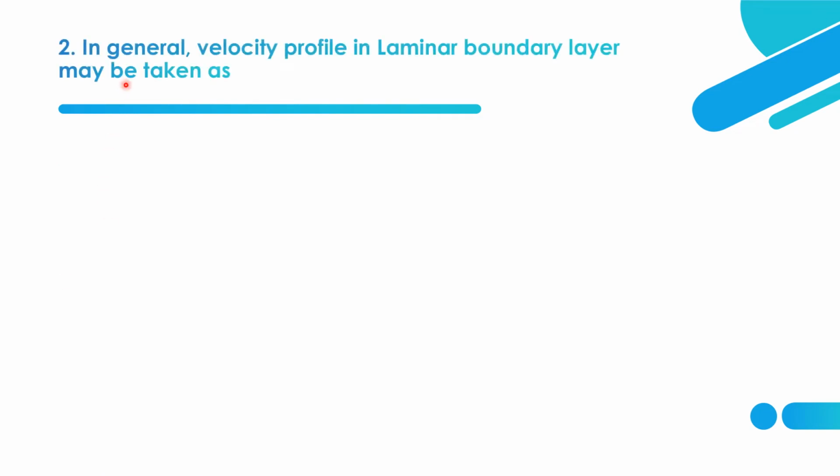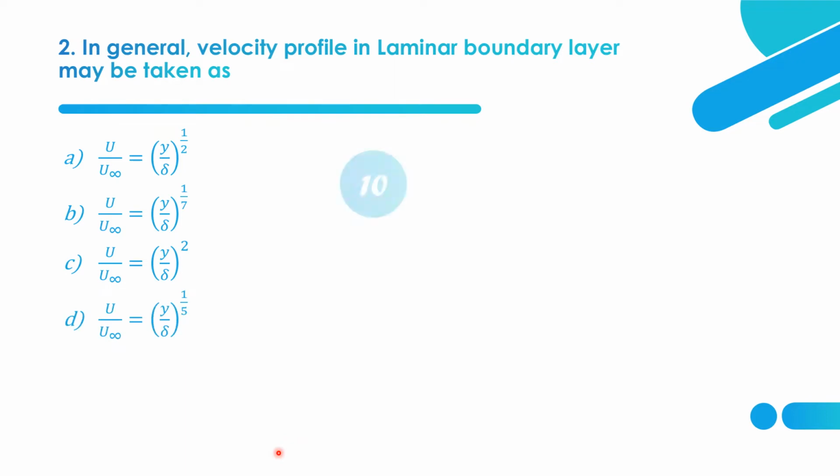Second question is, in general, velocity profile in laminar boundary layer may be taken as. They have mentioned the laminar boundary layer. So what could be the velocity profile in a laminar boundary layer? There are two boundary layers, one is laminar and the other turbulent. So in case of laminar boundary layer, what could be the velocity profile?